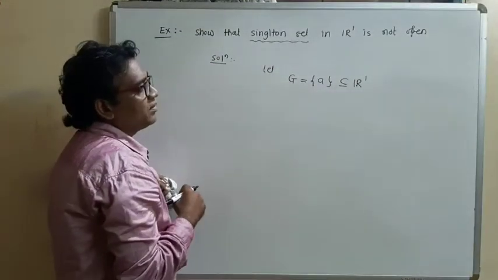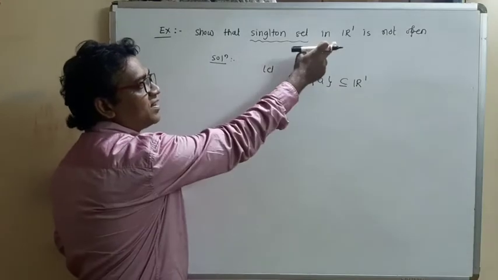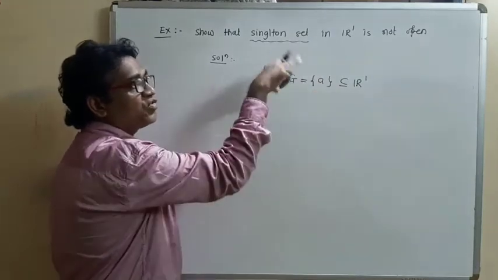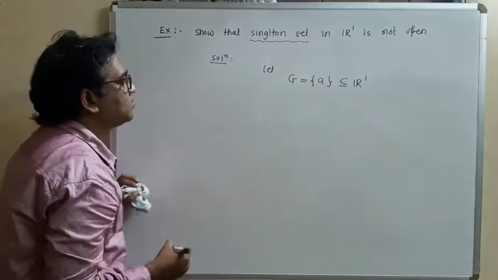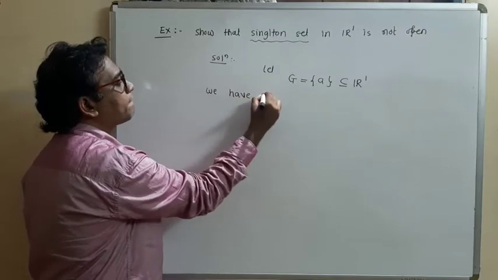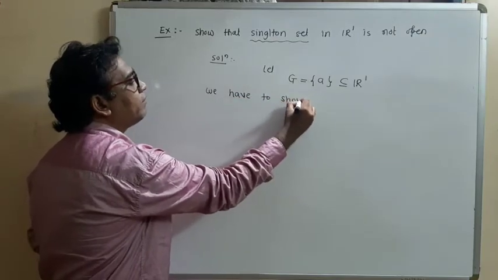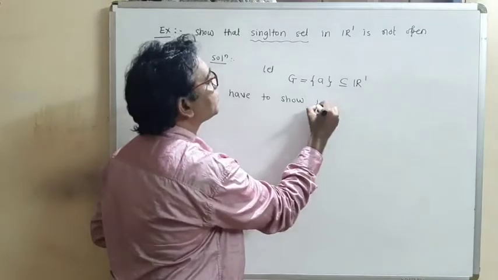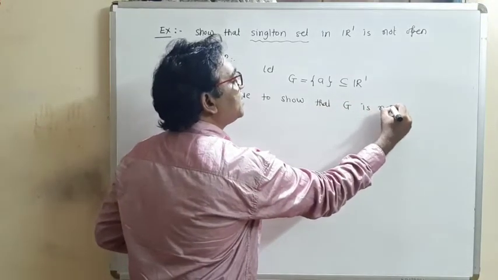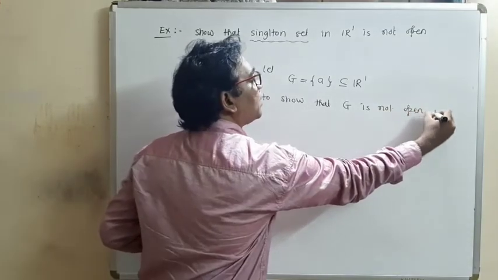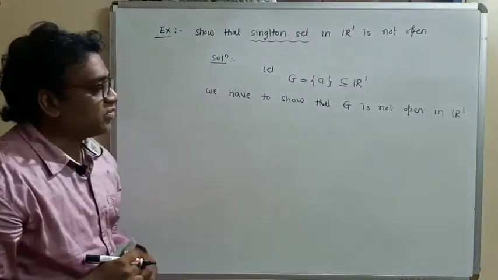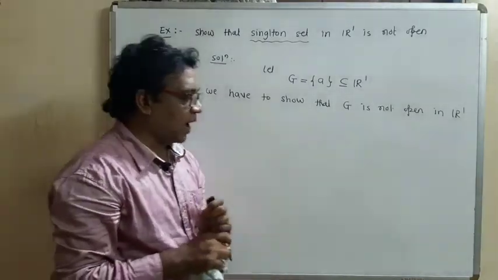So see what is given. We are given a singleton set in R1, so let us take some singleton set in R1. Now we want to show that this is not open. So right here we have to show that G is not open in R1. Now see how to show that G is not open in R1.